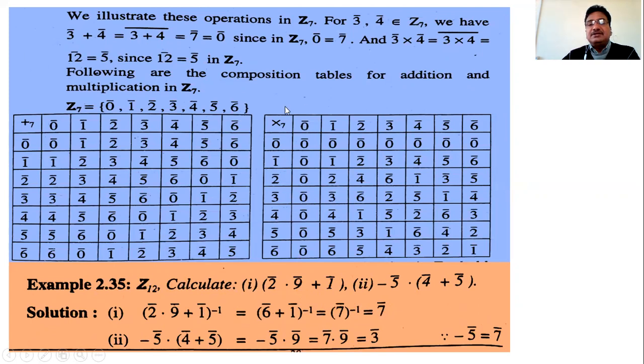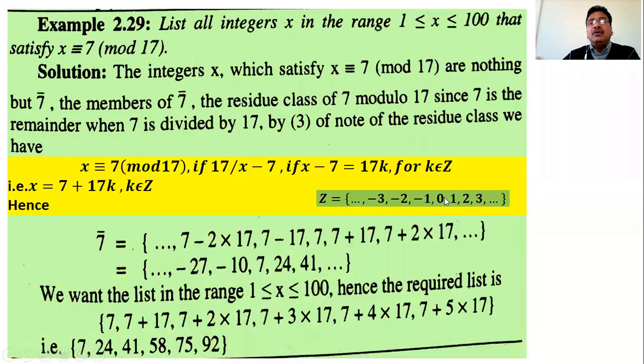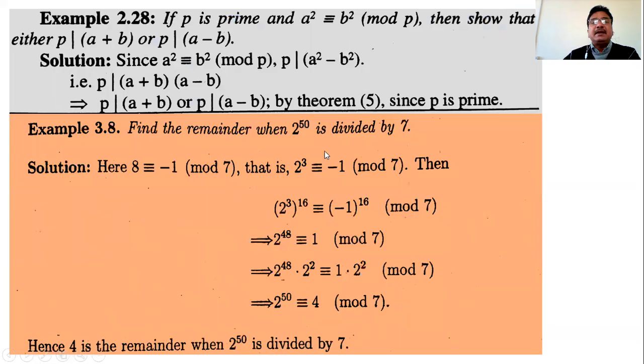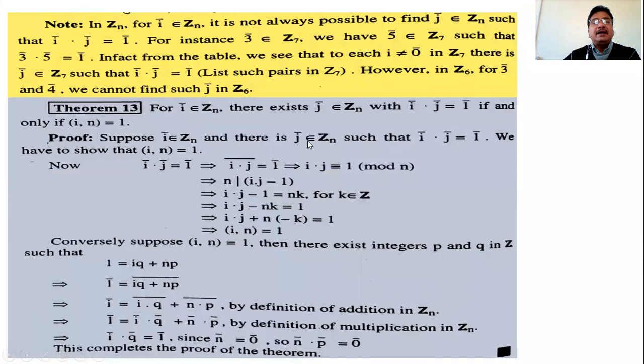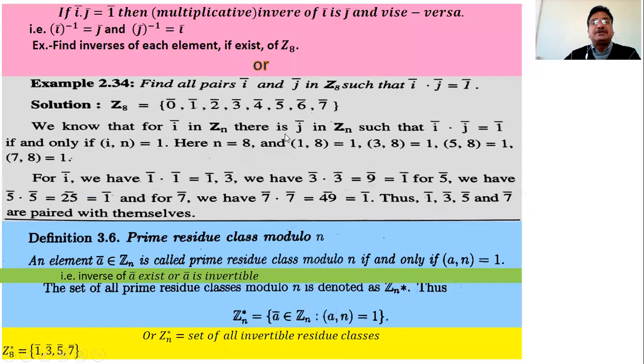Like this, in Z7, what is the inverse of 3 bar? It is 5 bar, because 3 bar into 5 bar is 1 bar. So if I bar into J bar is 1 bar, then I bar and J bar are called inverses of each other. Here is the example: find inverses of each element, if they exist, of Z8. The inverse of every element of Z8 does not exist.